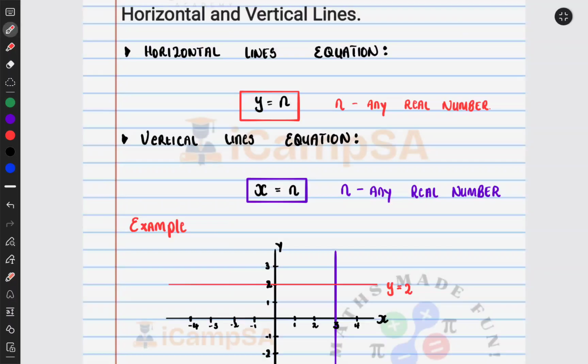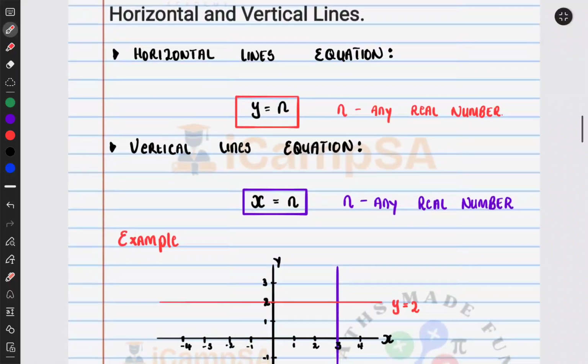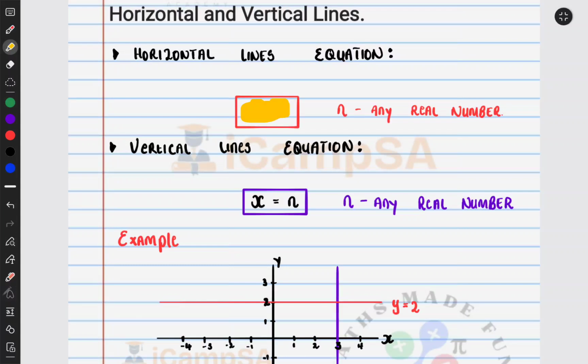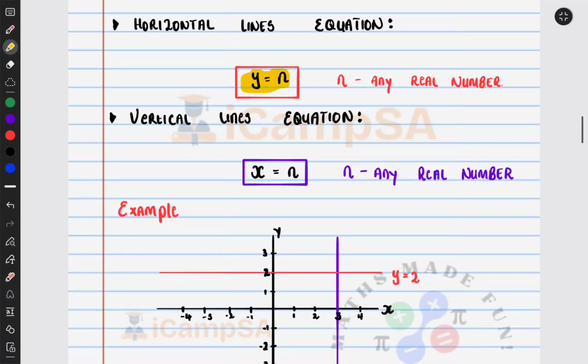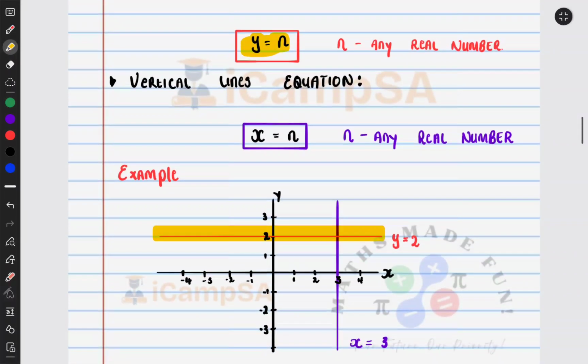When you just have a horizontal line, so that is a line with basically no gradient, it's just a flat line. The equation of a horizontal line will be y is equal to n, where n is any real number, and you will see the horizontal line on the set of x's like this, as I'm highlighting it there. That will be just your horizontal line. In this example, the equation of the horizontal line is y is equal to 2.